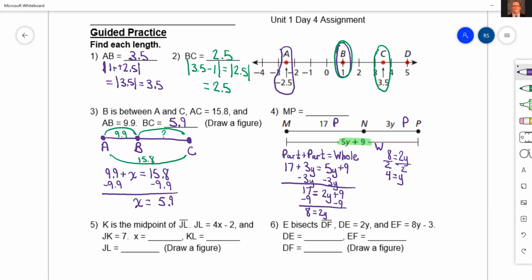Now, does it just ask us to find y? No, we have to find MP. We know that MP is equal to 5y plus 9. So I'll just plug in 4 for y. 5 times 4 plus 9, which gives me 29.